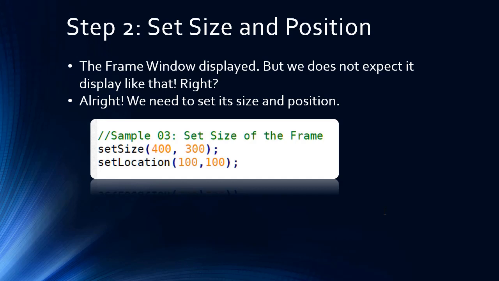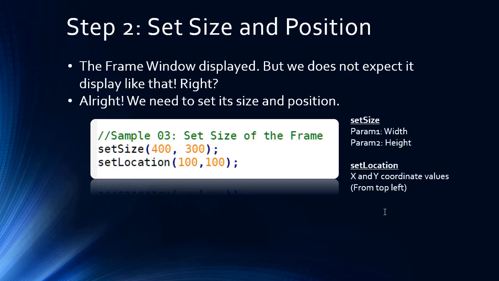Alright. Now in the setSize, param 1 is width and param 2 is height. And for the setLocation, the two parameters which we pass specify the x and y coordinate values, which are from the top left corner of the window, or the top left corner of your desktop area. Alright, now let us experiment with this.